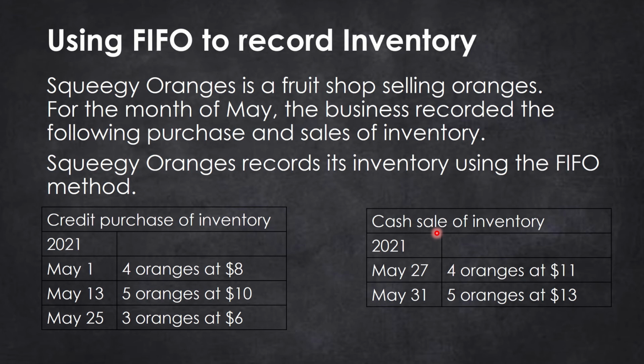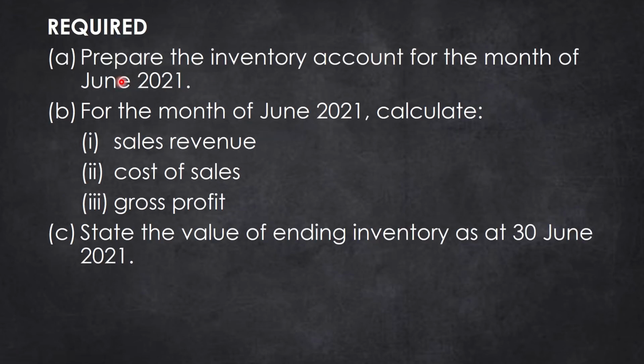So, what do I need to do? The usual things that you are required to do are to prepare an inventory account for the month of June, to calculate the sales revenue, the cost of sales, the gross profit, and to state the value of ending inventory at the end of the month. So let's start with the first one, to prepare the inventory account for the month of June.